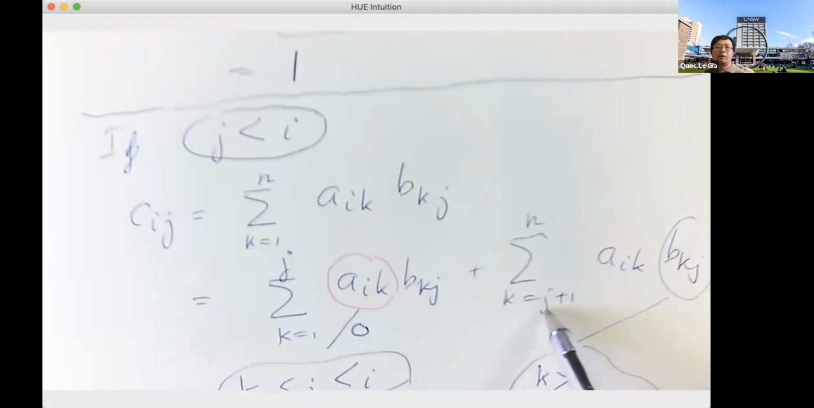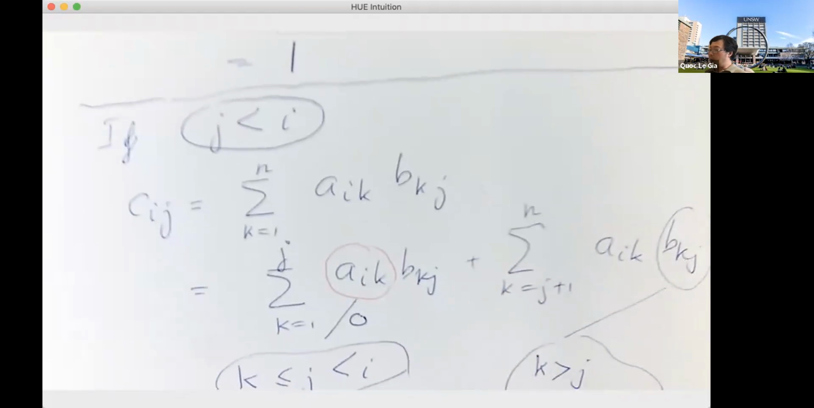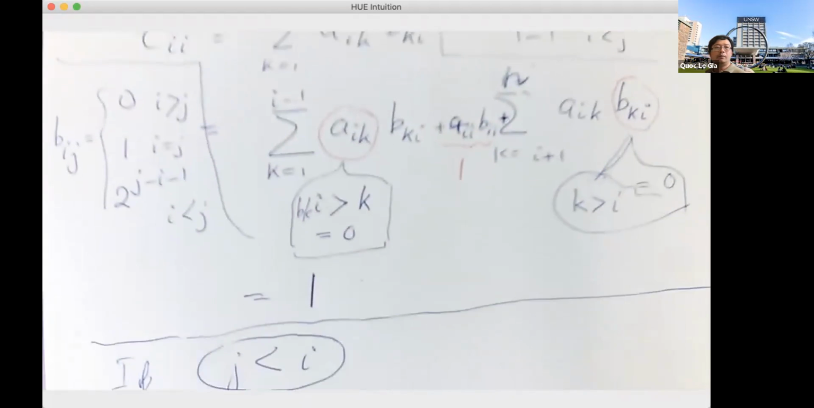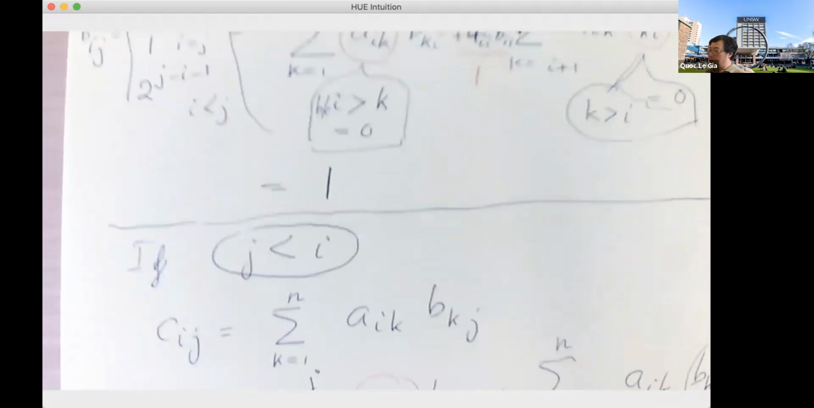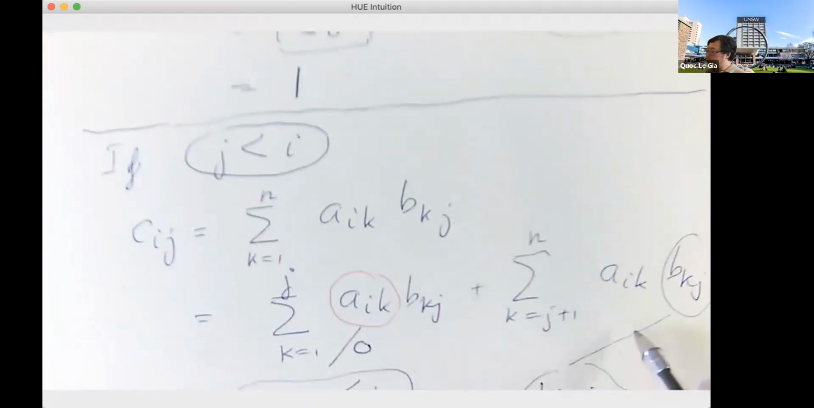Right? Because remember, k runs from j plus 1 to n. So k is bigger than j, and with k bigger than j, it means that the row is bigger than the column. So the row bigger than the column just equals 0. So 0 plus 0 just equals 0.